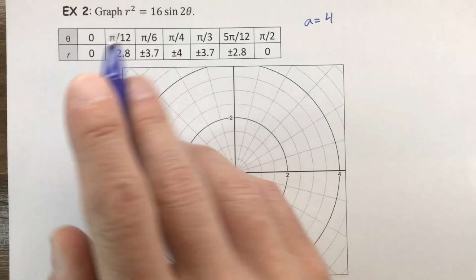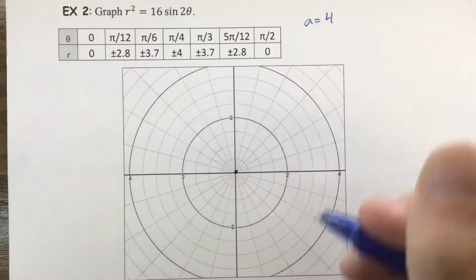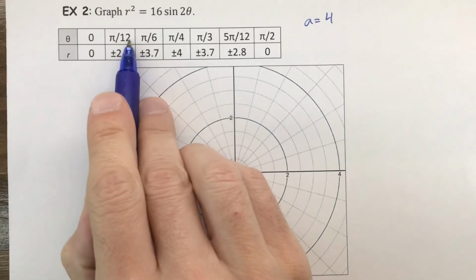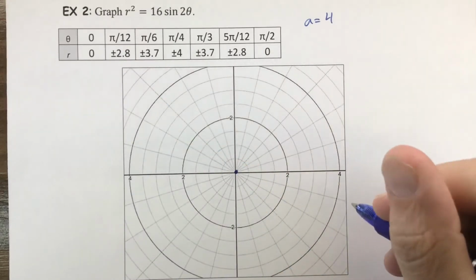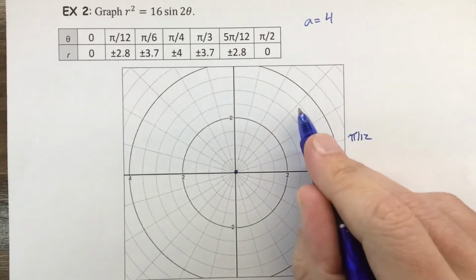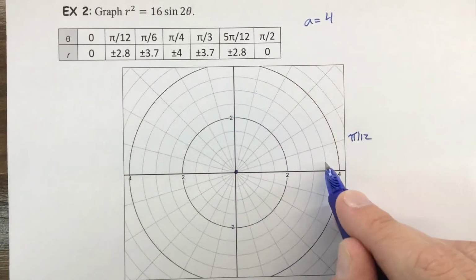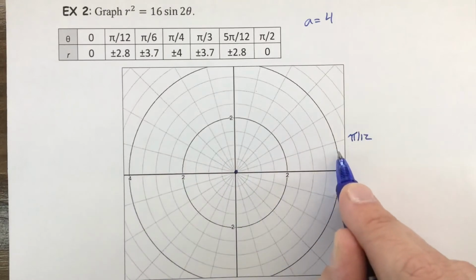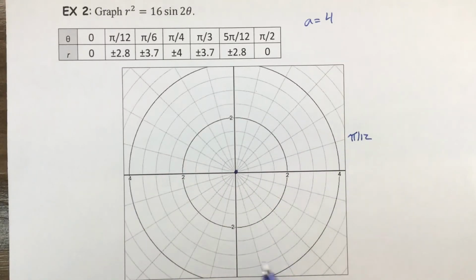Add 0, you get 0. Okay, so that's right there. Add pi over 12, which is going to be right here, pi over 12. I got 1, 2, 3, 4, 5, 6 increments. Okay, and then full pi, so that would actually just be 1/12 of a pi.